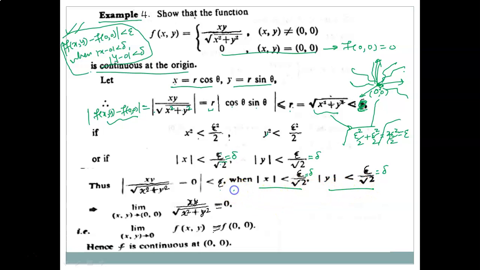So you can say the limit as (x, y) tends to (0, 0) of xy divided by the square root of x square plus y square is equal to 0. That is, the limit as (x, y) tends to (0, 0) of f of x, y is equal to f of 0, 0. So this satisfies the definition of continuity, and you can say the function f is continuous at the point (0, 0).